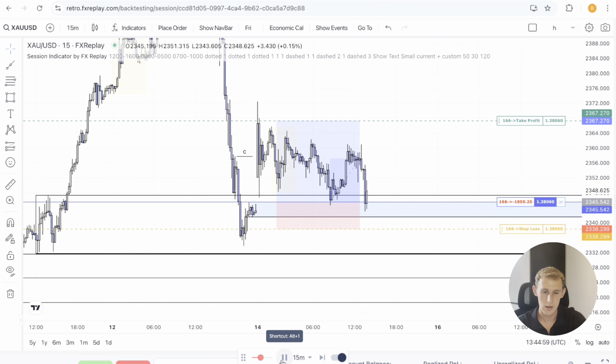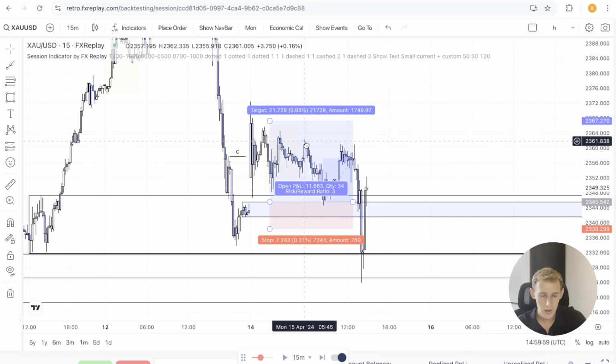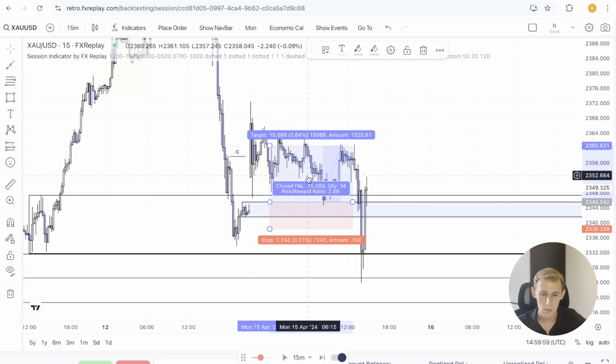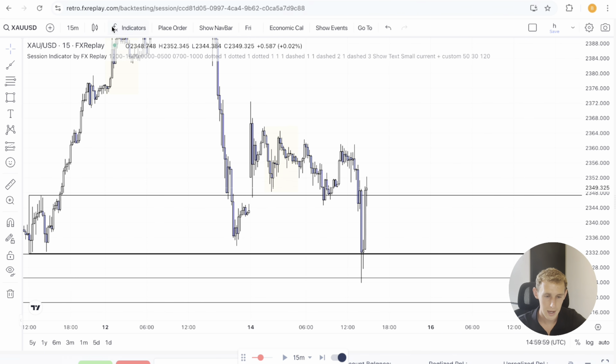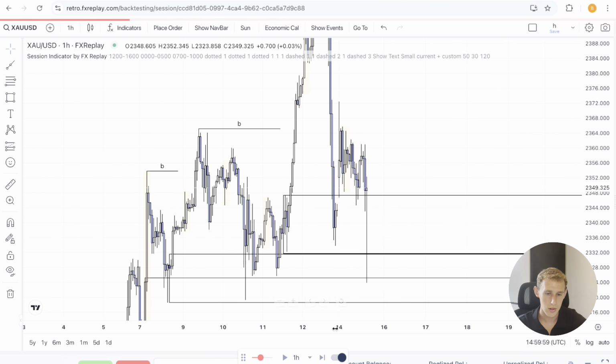Okay, so we're tagged in. Okay, nope, so small loss on that one. Went 2% in our favor, but eventually came back down and hit stop loss.